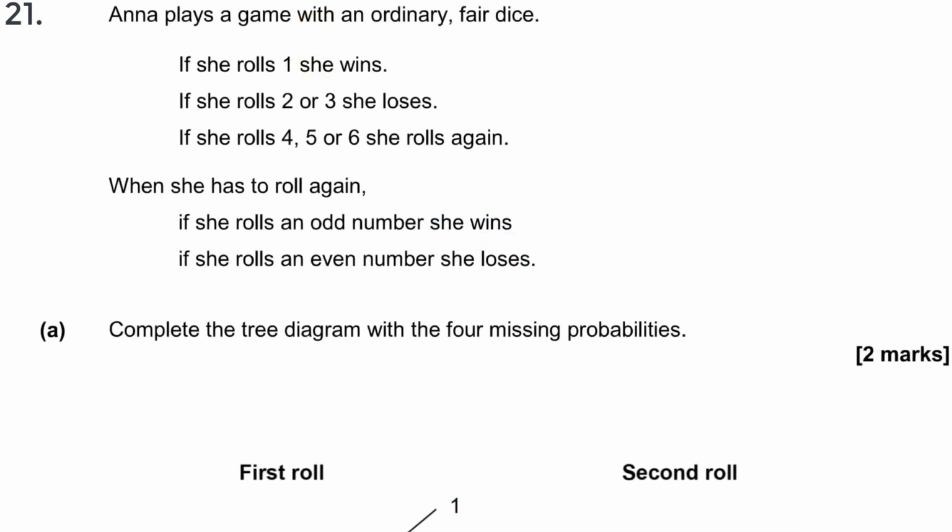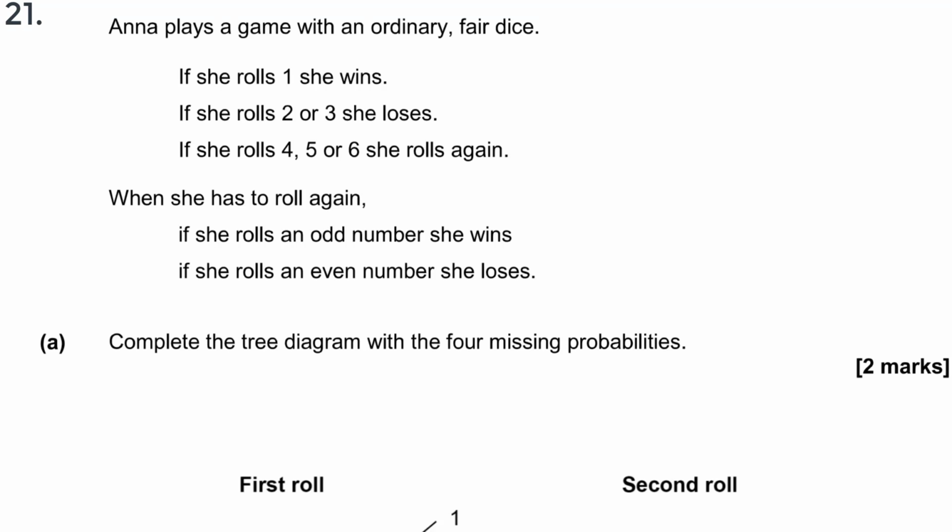Anna plays a game with an ordinary fair dice. If she rolls 1, she wins. If she rolls 2 or 3, she loses. And if she rolls 4, 5 or 6, she rolls again. When she has to roll again, if she rolls an odd number, she wins. And if she rolls an even number, she loses. Complete the tree diagram for the 4 missing probabilities.